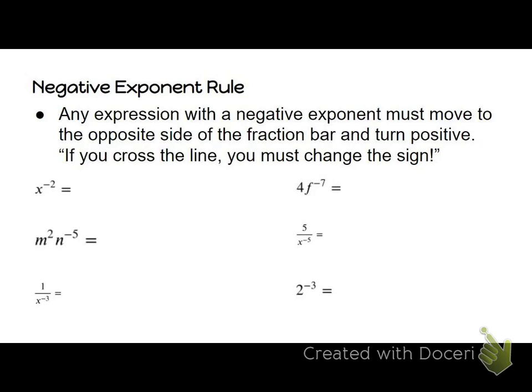Well, right here, where's my fraction bar? Remember, any number could really be turned into a fraction by putting it over what? 1. So if my fraction bar is there and my negative exponent's up here, I'm going to have to take it and move it to the opposite side of my fraction bar, which means it's going to go from the top to the... Okay, so if you cross the line, you must change the sign. So if I'm crossing that line, what's my sign going to change to? Positive. Yeah, so it's just going to be x squared.